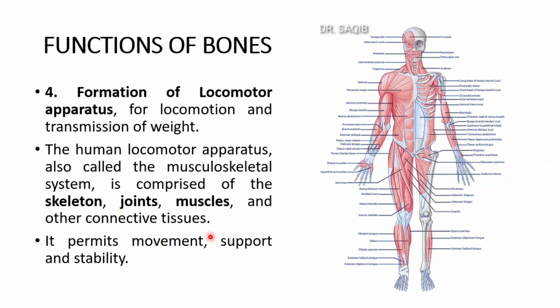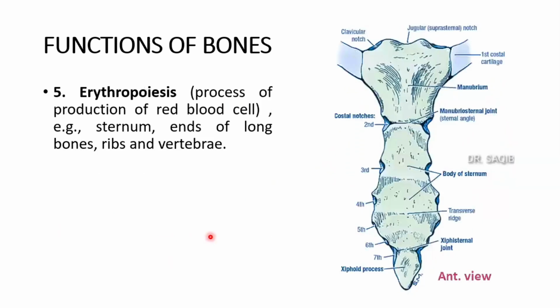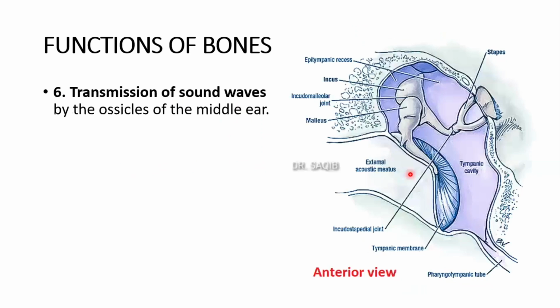It permits movement, support, and stability. So another function is erythropoiesis, the process of production of the red blood cells. For example, it takes place in the sternum and the long bones, ribs, and vertebrae. So this is a picture of the sternum bone.